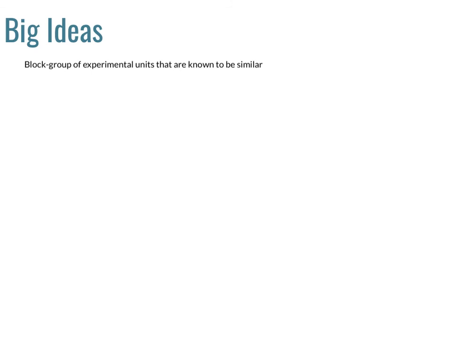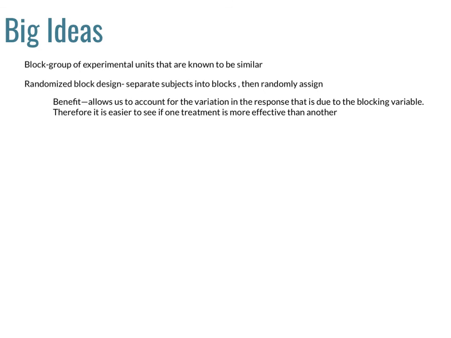Let's examine some of the big ideas. A block is a group of experimental units that are known to be similar. With a randomized block design, we separate our subjects into these blocks, the ones that are known to be similar, and then we randomly assign them to groups. A benefit of blocking is that it allows us to account for the variation in your response that is due to the blocking variable. Therefore, it's easier to see if one treatment is more effective than another.